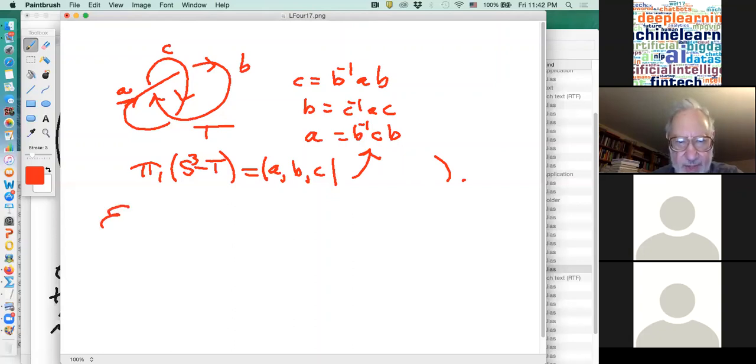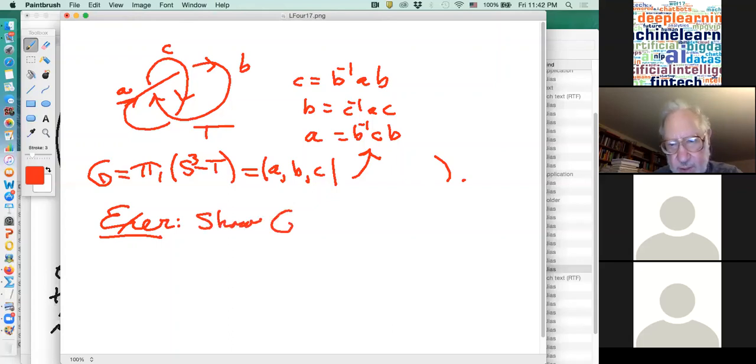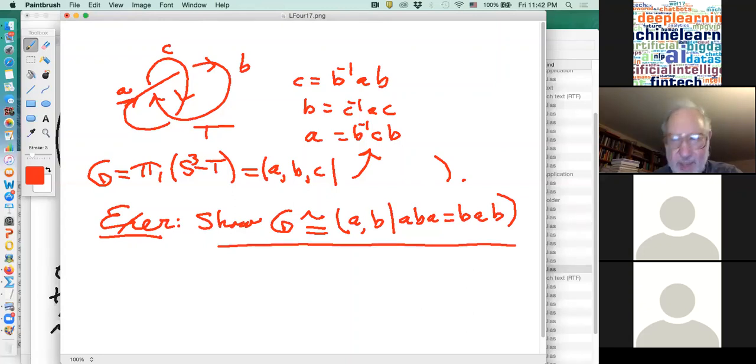And then here's an exercise. Show that G is isomorphic to the group generated by just A and B, such that ABA equals BAB. That's an amusing exercise, easily done by putting in C into the formulas and eliminating it, and just getting the relations for A and B.